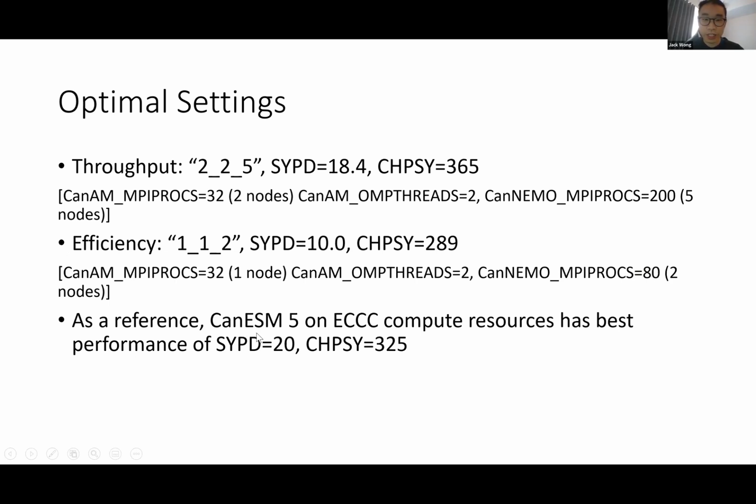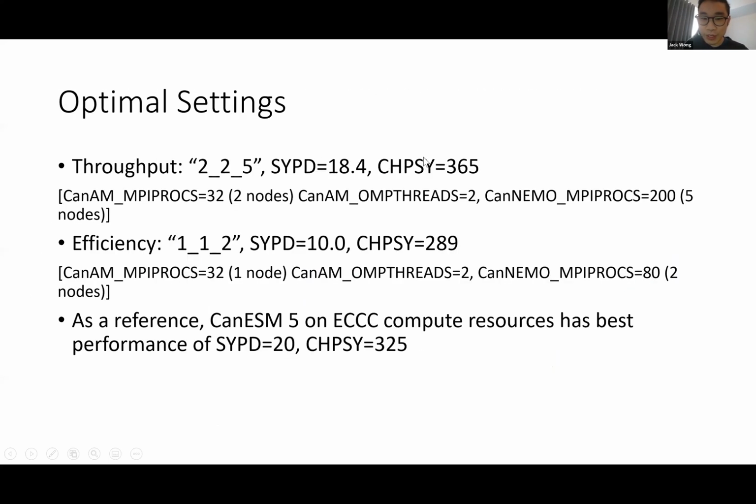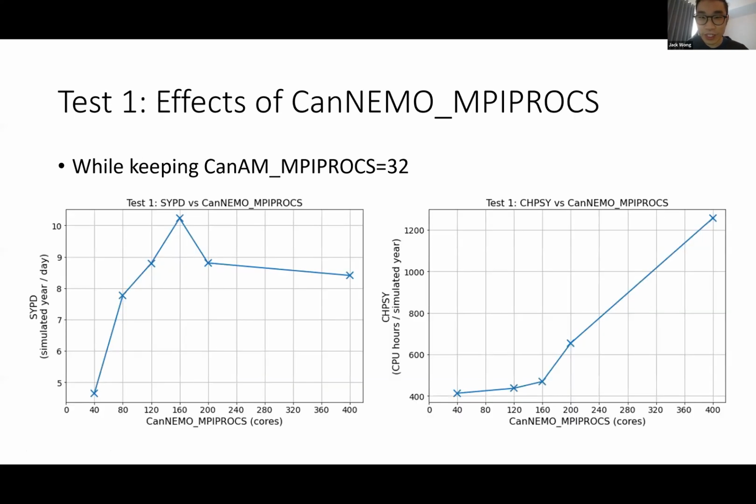As a reference, CanESM5 on ECCC compute resources has a performance of 20 simulated years per day and also 325 compute hours per simulated year. So these numbers are quite close when we compare the performance and also the efficiency, which is a good thing on Agora. So in order to arrive at these conclusions, there were lots of tests being done. I'll just quickly go through them here.